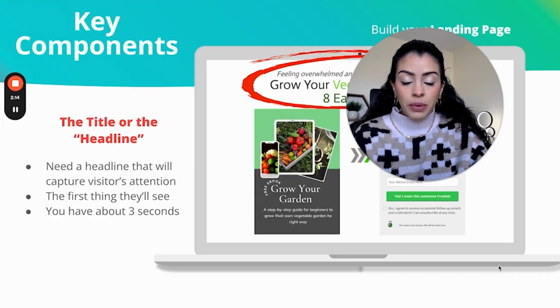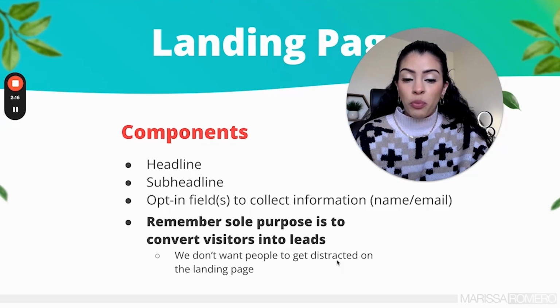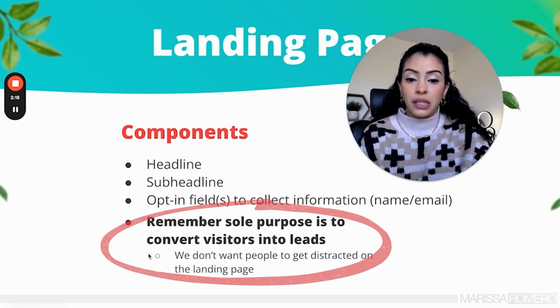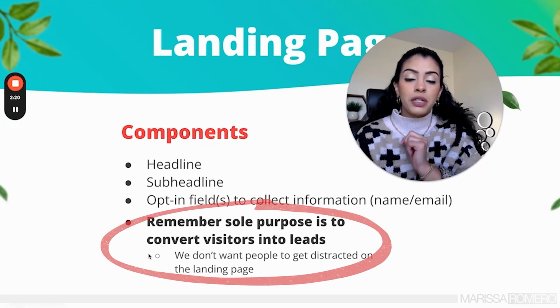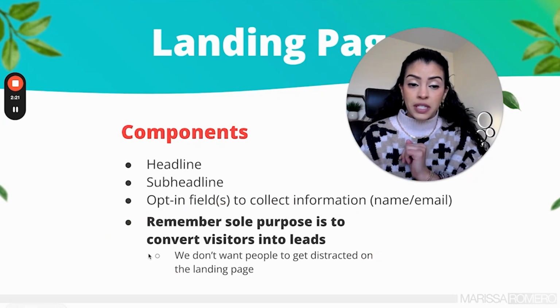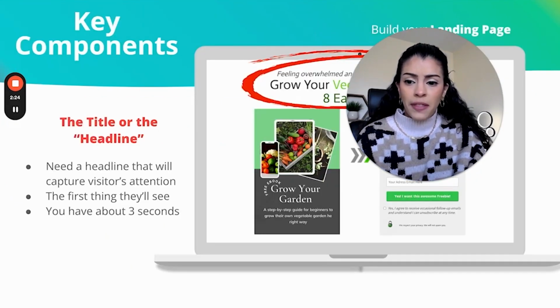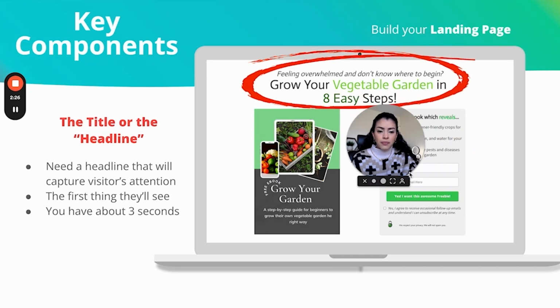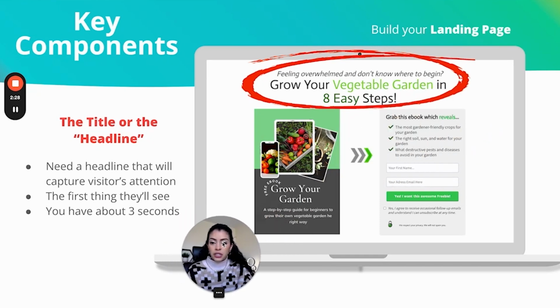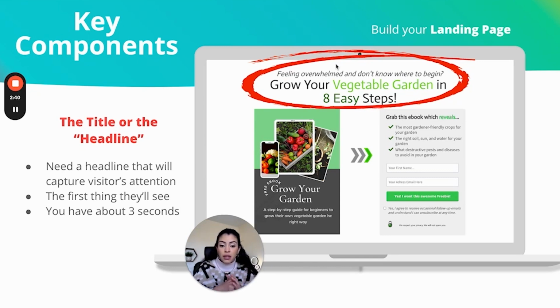Remember, the sole purpose is to convert visitors into leads. We don't want people to get distracted on this landing page. I think I talk about that later on. As I mentioned, the title or headline in this vegetable garden PDF: feeling overwhelmed and don't know where to begin, grow your vegetable garden in 8 easy steps. So this is the Grow Your Vegetable Garden, what did I call it?